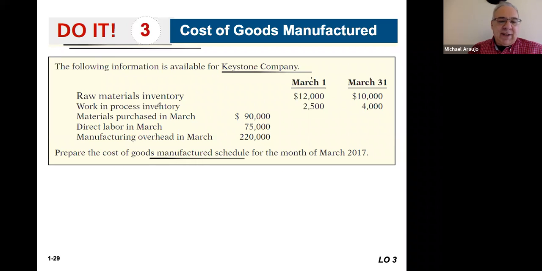You have work in process inventory. At the beginning of March, it was 2,500. At the end of March, it was 4,000. You have materials that have been purchased in March, direct labor in March, and your manufacturing overhead in March. Okay, so they want you to look at that cost of goods manufactured schedule that we just looked at earlier to put all these numbers in and make sense of them.